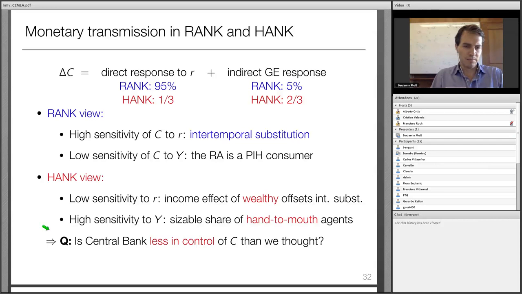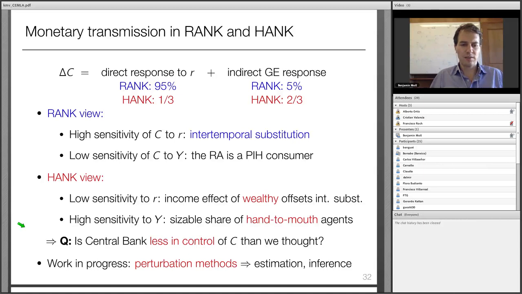Finally, just for completeness, we're working a bit on perturbation methods for these kinds of models, and this is mainly relevant for those of you who work at central banks. The key idea is to be able to estimate these models and do inference in the same way that people estimate and do inference with these representative agent type RANK models. That's it. Thank you for listening, and let me know if you have any questions.